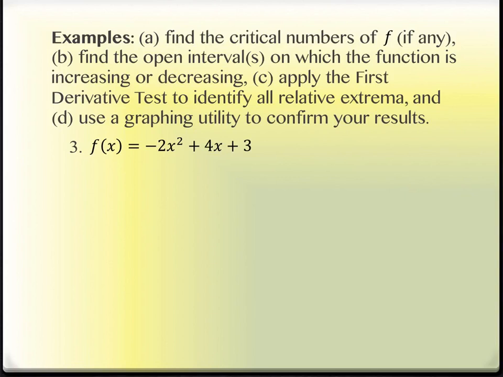So A, on the directions, says to find the critical numbers. Critical numbers, remember, are places where the derivative is 0 or doesn't exist. B has the intervals where the function's increasing or decreasing. Those two pieces were what we did last time. C is the part that's new, applying the first derivative test to decide where we have maximums and minimums. And then on D, we actually did some of D last time as well.